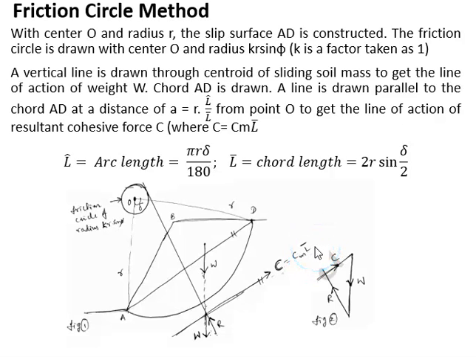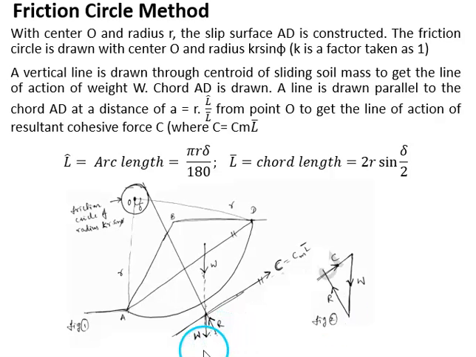So after preparing this line, which is representing the total cohesive force and is equal to the mobilized cohesion multiplied by chord length, we have to estimate the mobilized cohesion. So for that, first we have to draw the line representing the weight of sliding soil mass with respect to point O or point A. Then this line has to be extended vertically downwards. Then we have to draw this weight value to some scale representing the weight of sliding soil mass.